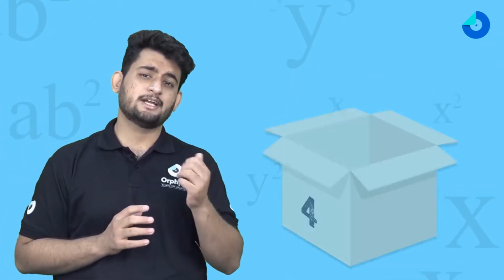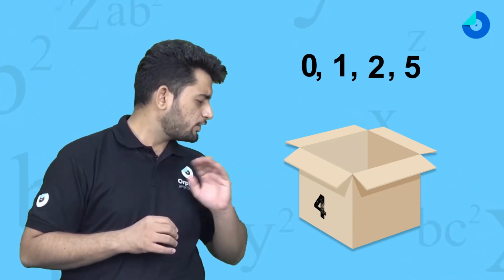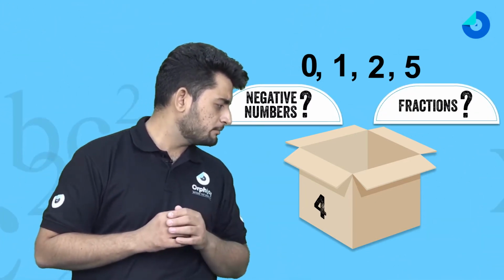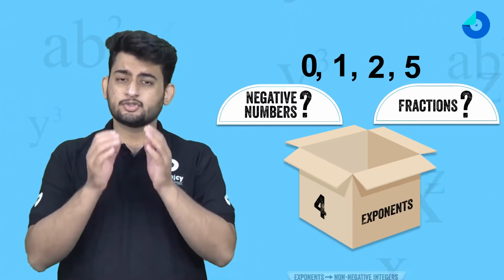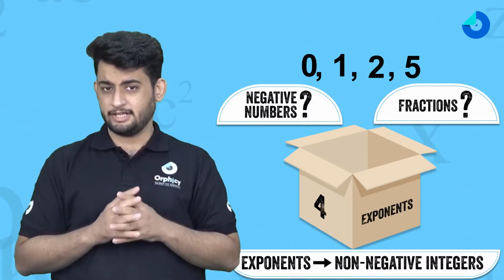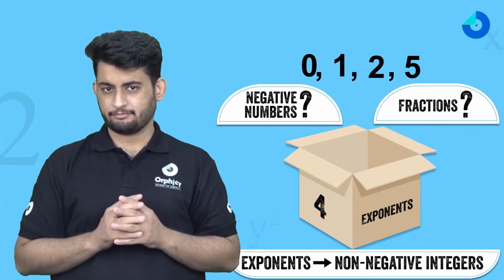Finally, let's look inside the fourth box. Here I can see 0, 1, 2, 5. I cannot see any negative or fractional terms. So this must be the box of exponents. So exponents are non-negative integers. In a polynomial, exponents cannot be negative. So now we have all the ingredients to construct an algebraic expression.